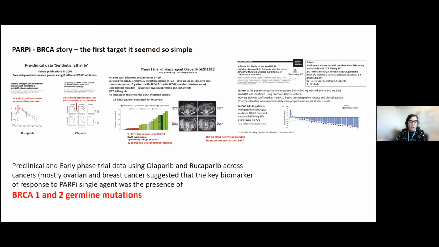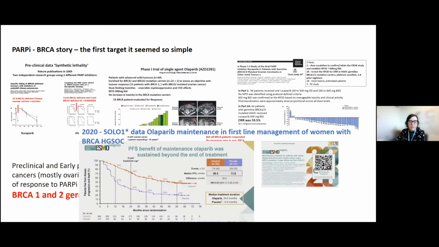And this was obviously based on early preclinical data and early phase trial data, suggesting that this was the key biomarker. This is how we know that PARP inhibitors are going to work in ovarian cancer. And this still plays out today.